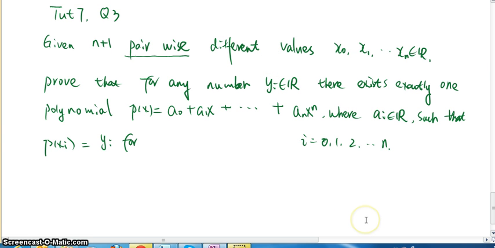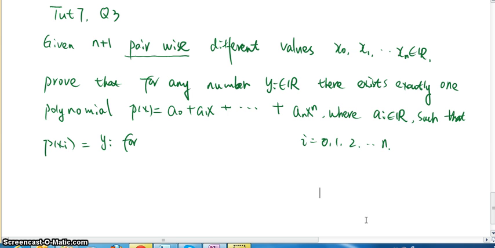The question says that given n plus 1 pairwise different values, x0, x1 until xn, they are real numbers. Prove that for any number yi in R, there exists exactly one polynomial p of x, where ai are real numbers, such that p(xi) equals yi for i equal to 0, 1, 2 until n.